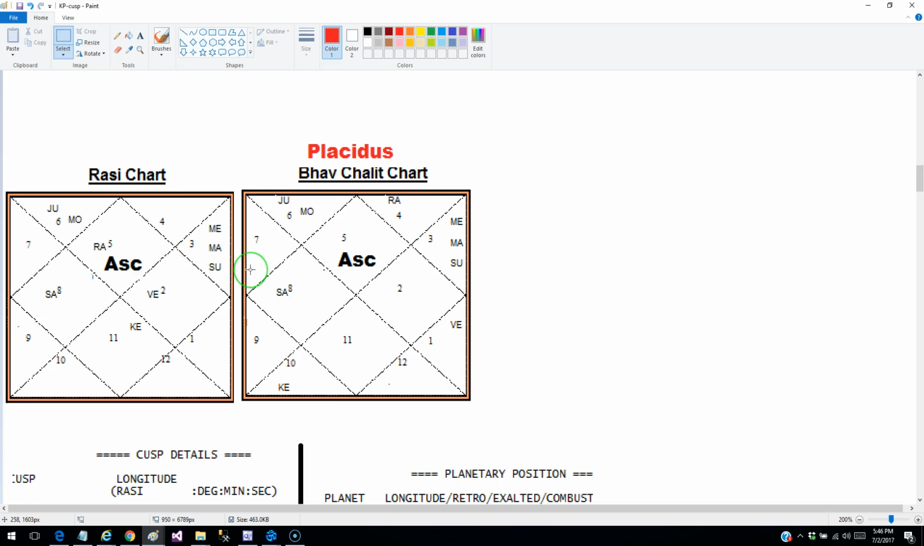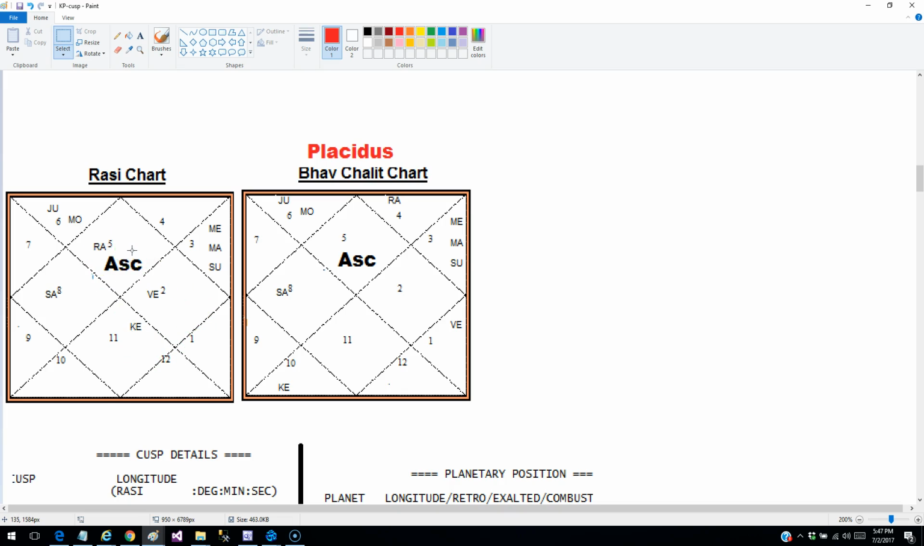Now, if you look at the difference between both of these charts, especially at the planets, you find that in the Rashi chart, or the fixed horoscope chart, Rahu is in the ascendant, but here, it goes into the 12th house. Jupiter, Moon, same over here. Saturn, same over here. And Ketu is in the 7th here, and here, it goes into the 6th. Venus is in the 10th here, and here it goes into the 9th. And then Mercury, Mars, and Sun are the same. So what is the reason for this difference between Rahu, Ketu, and Venus.